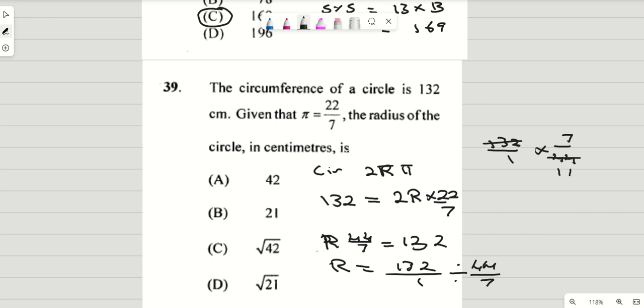4 could go into 13 3 times, remainder 1. 4 could go into 12 3 times again. So then 11 into 11 is 1, 11 into 33 is 3. So 7 3s are 21. So my answer is B.